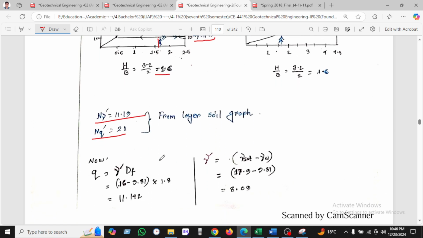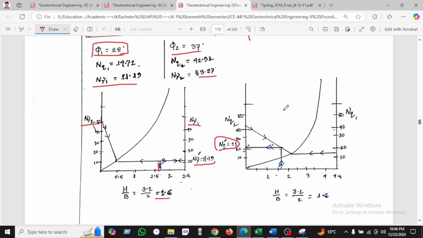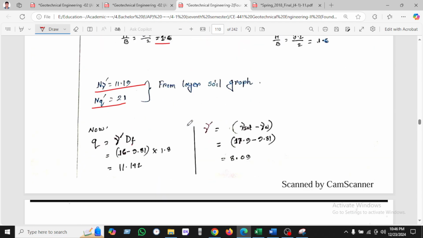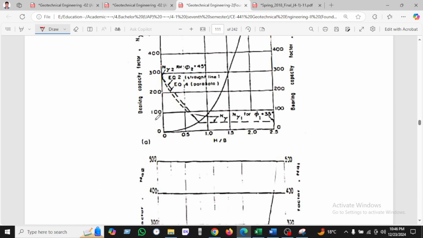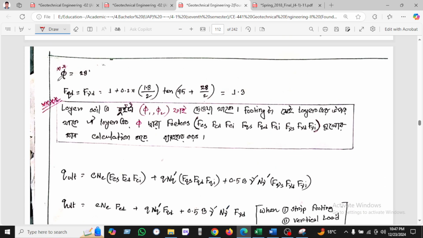So we have to remember that. Now q equals gamma prime into Df. Df is given here as 1.8, the depth of footing, and we found 11.14. So this is the chart I have been taking here, and gamma when phi equals 28.